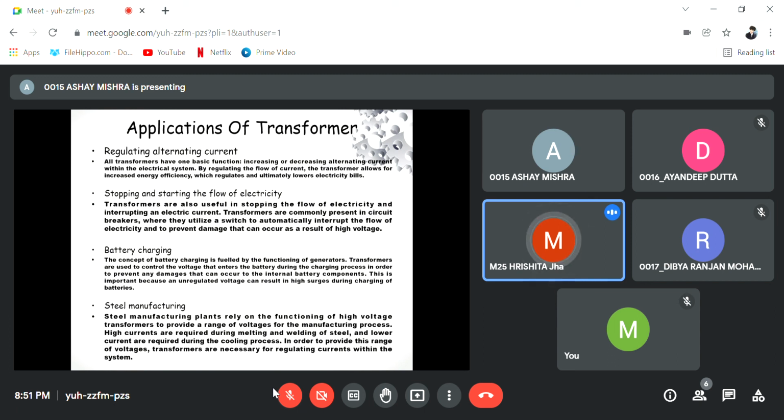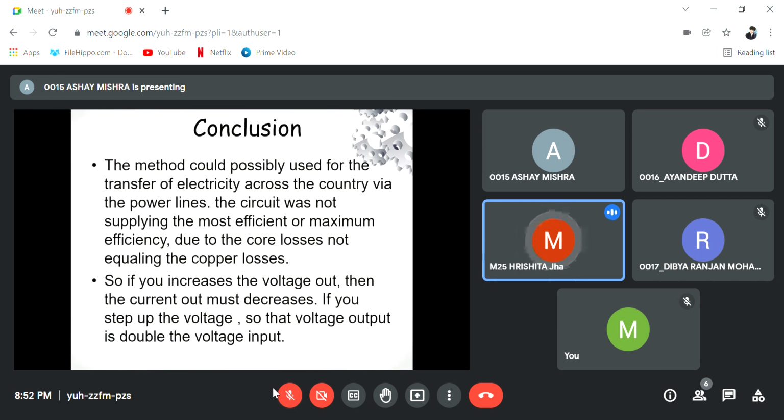Steel manufacturing. Steel manufacturing plants rely on the functioning of high voltage transformers to provide a range of voltage for the manufacturing process. High currents are required during melting and welding of steel, and lower currents are required during the cooling process. With this, we reach the conclusion of the PPT, which is a method that could possibly be used for the transfer of electricity across the country via the power line.